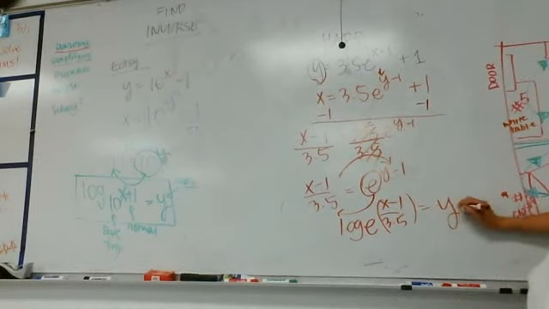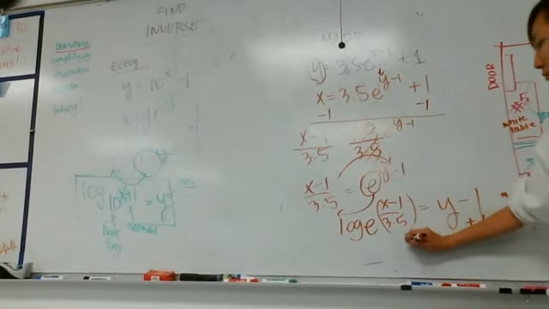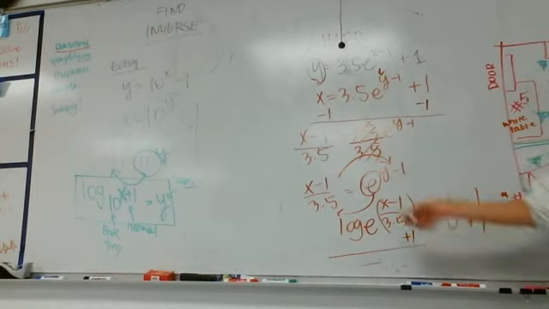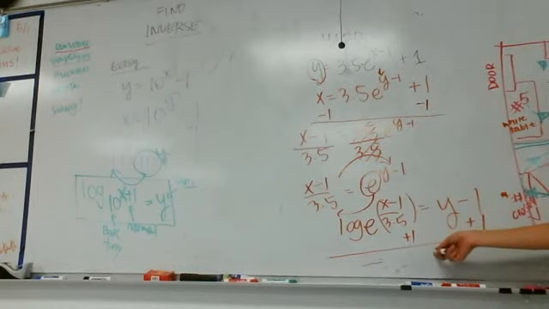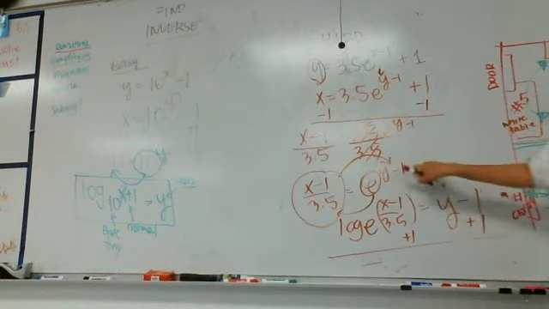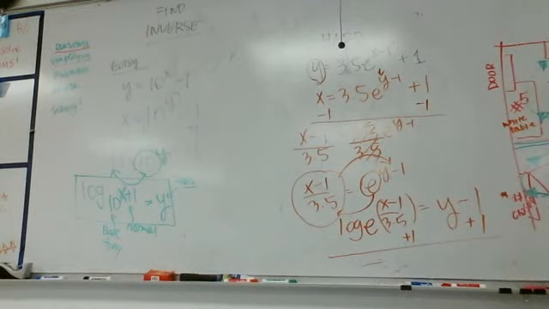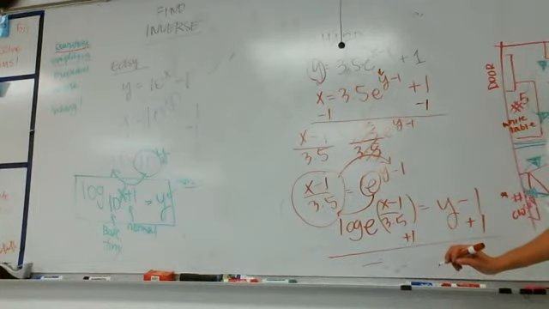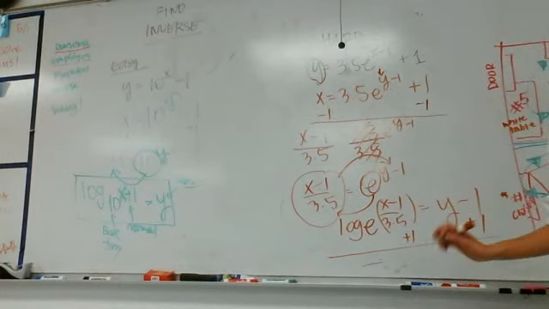And then you add 1. Can I add whatever's in the log with the whole number? No. Whatever's in the log, all of this is separate from the 1. Be careful. And what is log e again? ln. That's right. Log e and ln are the same thing.